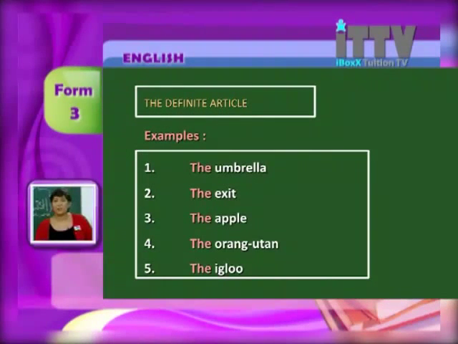Let's look at an example. The umbrella. Another one for you. The exit. If you've always been saying the exit, remember the next time to say the exit. The apple. The orang-utan. The igloo. There you are. Instances when you use or sound the differently, longer with the.